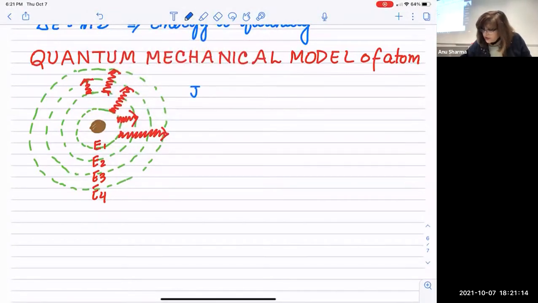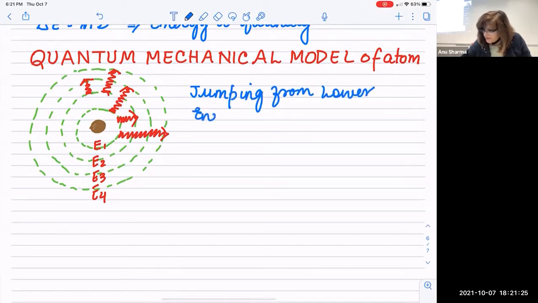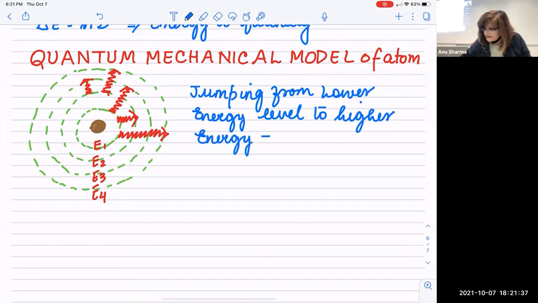So electrons jumping from a lower energy level to a higher energy level. And whenever the electron does that, it emits light. And this light is of a certain color.